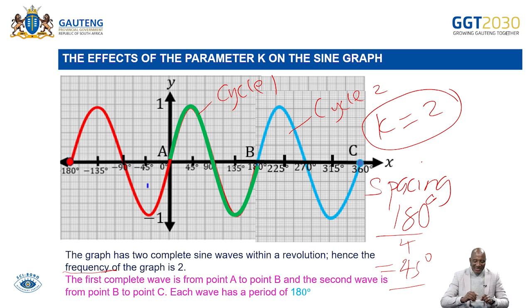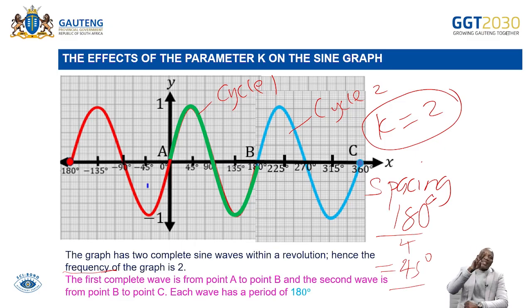Then the question is, why is this period 180 and it's no longer 360? Remember, we're saying the frequency is 2. So that 360 must now be spread across 2 waves. So we're going to divide our period of 360 degrees, which is standard, by 2. Then it will come down to 180. It implies that that 2 has an effect of changing our period. It will also imply that there are now going to be 2 waves within a revolution. That's the effect of that 2 here. It's affecting your period and the frequency of the graph.